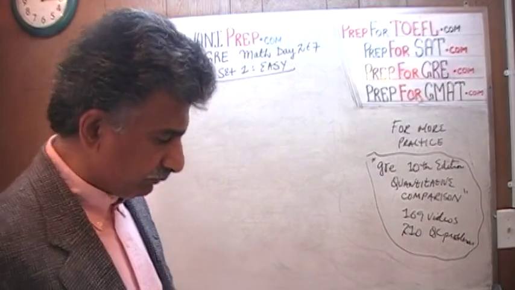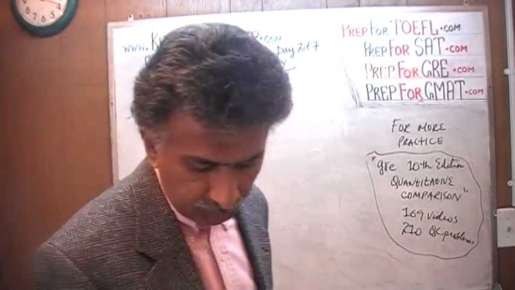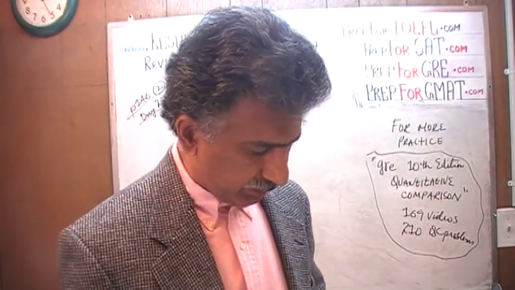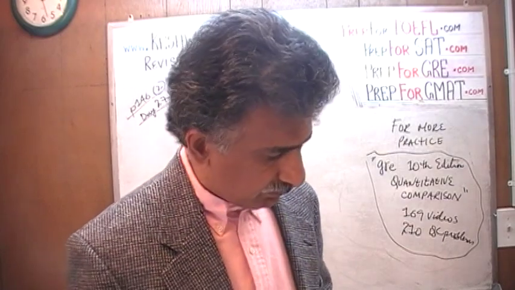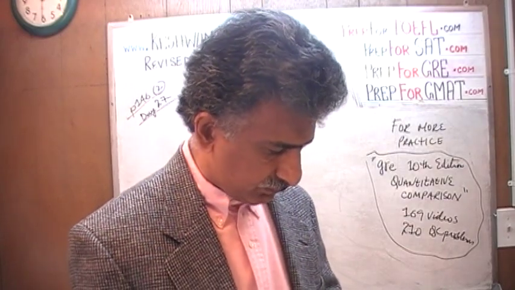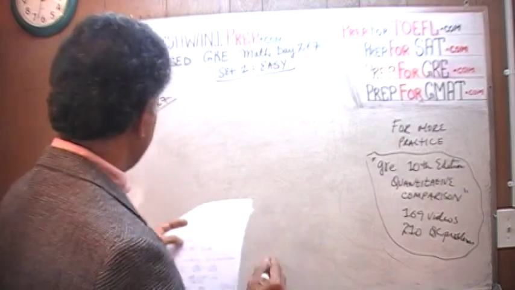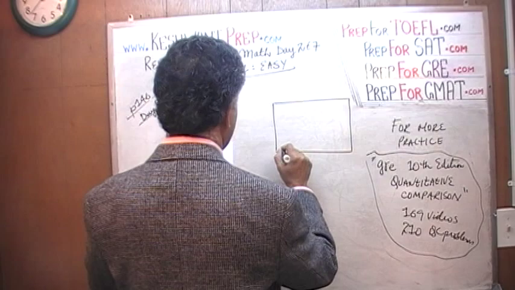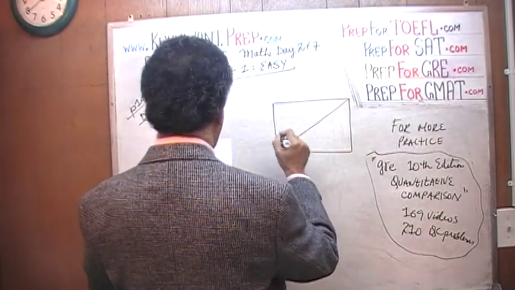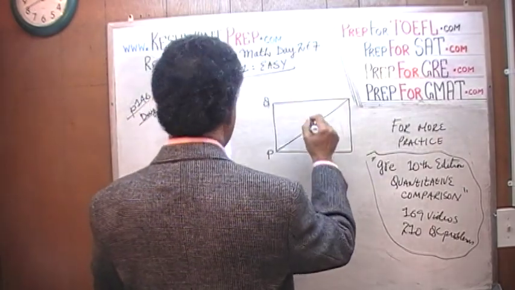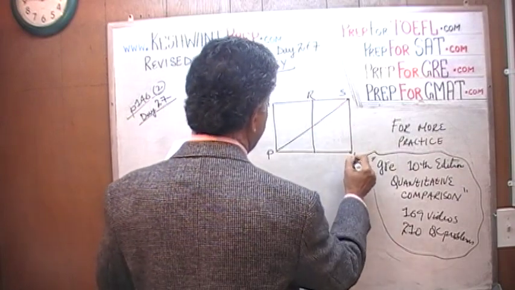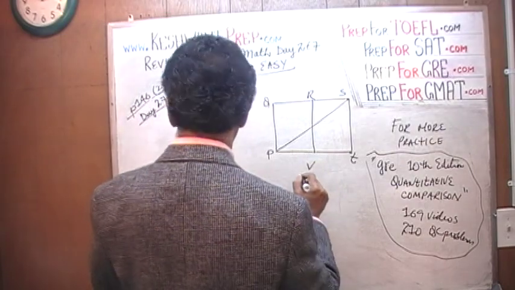Let's do number 2. Number 2 on the following page. My number 2 is different than theirs. Number 2. So here they give us a rectangle that looks like this. P, Q, R, S, T, and V.